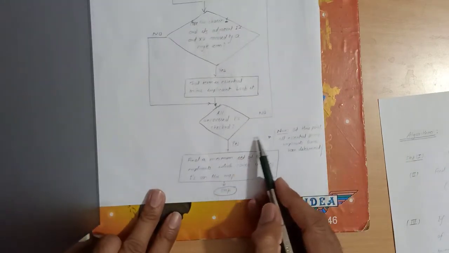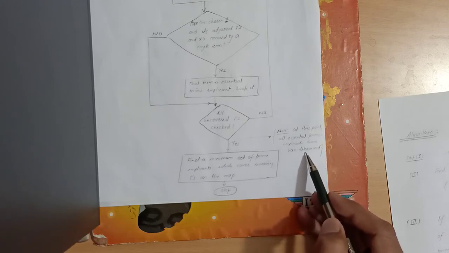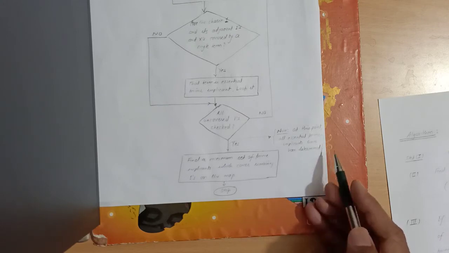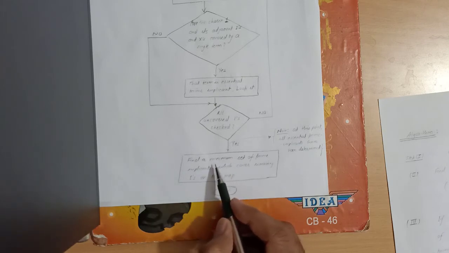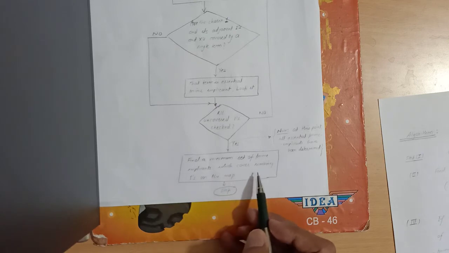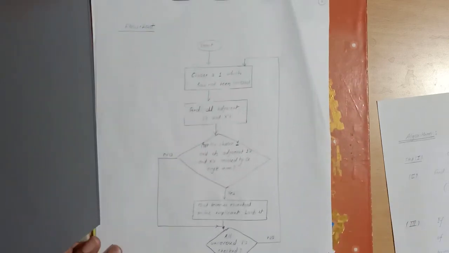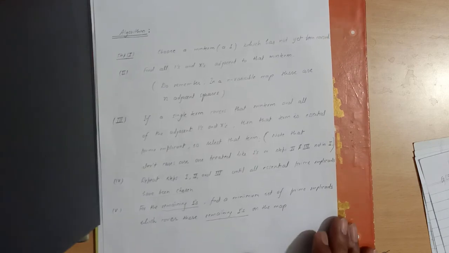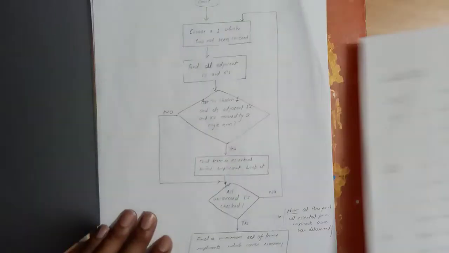At this step, if we look carefully, all the essential prime implicants have been determined. For the remaining ones, we will find a minimum set of prime implicants which will cover the remaining ones on the map. So this is the flow chart for the procedure we have written already. Now we will look into examples of this procedure.